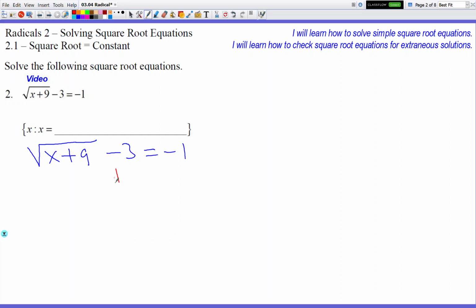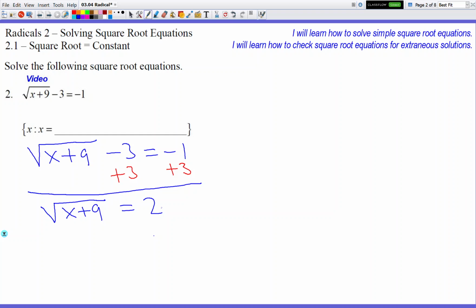So we're going to add 3 both sides, right? We don't want to subtract 9. Yeah, we don't want to combine 9 and negative 3 and make 6. You don't want to do that because the positive 9 is on the inside the square root, and they're not allowed to interact. If you make them interact, game over. Your problem is done. It's never going to be correct. Okay, so I got square root of x plus 9 equals 2.